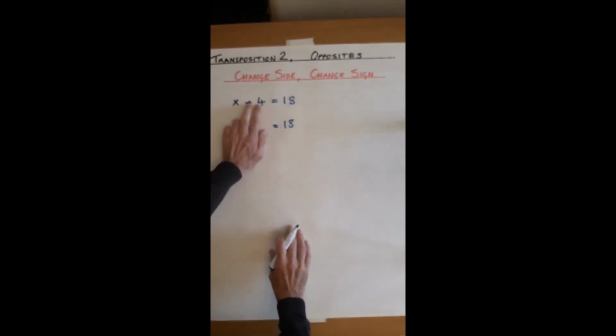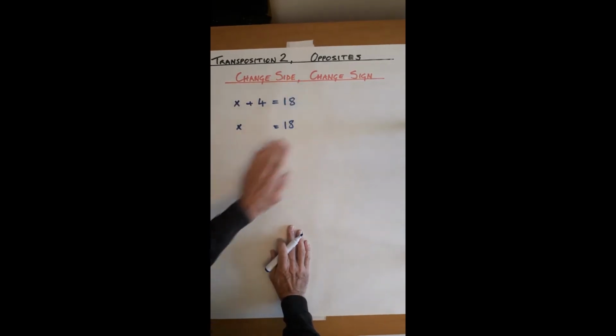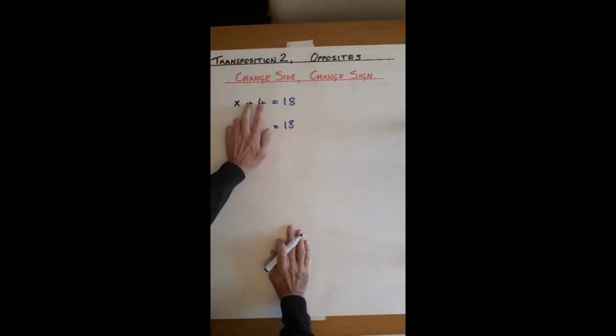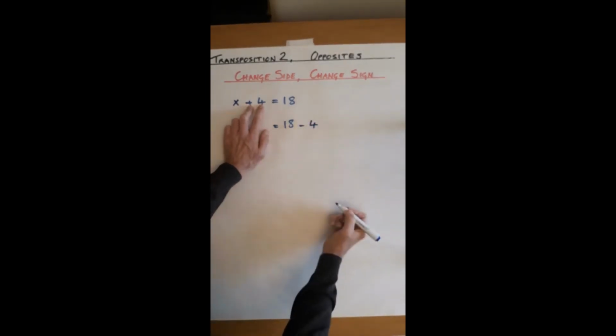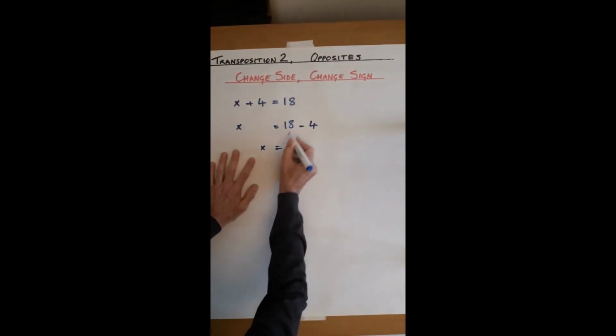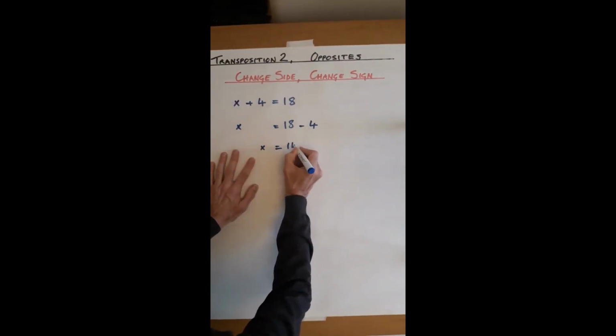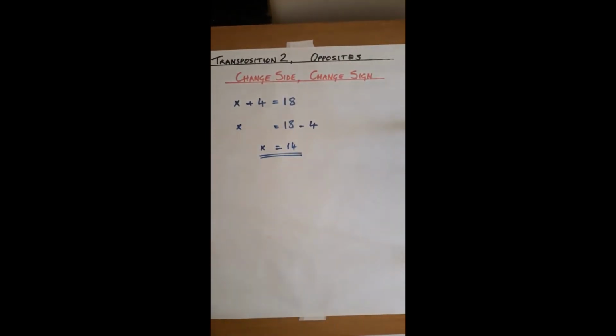So the plus 4, if it goes from this left hand side and moves over to the right hand side, it goes from a plus to a minus. Plus 4, minus 4. And we can then finish this. x equals 18 minus 4 is 14. Job done. Let me do another example.